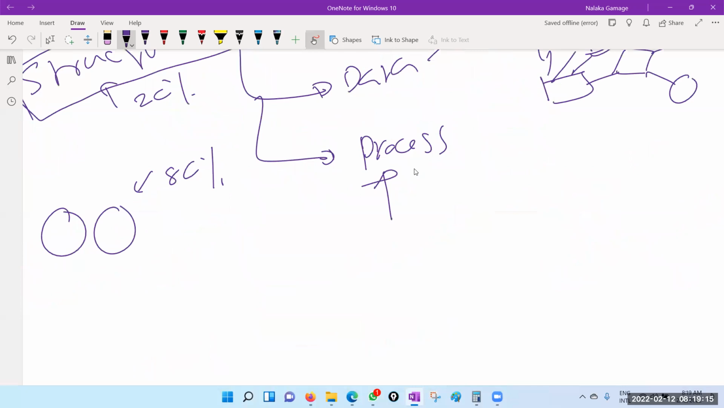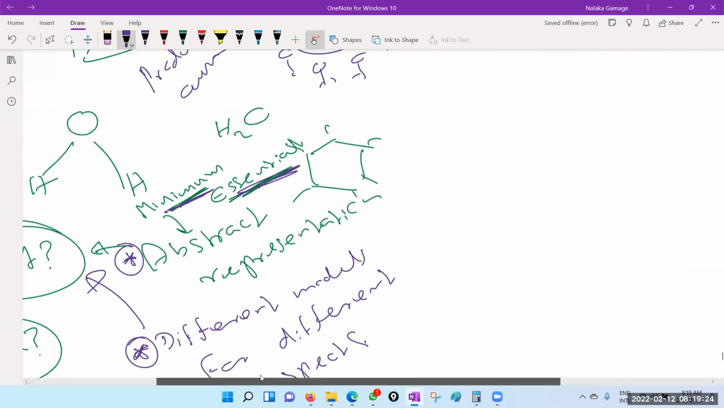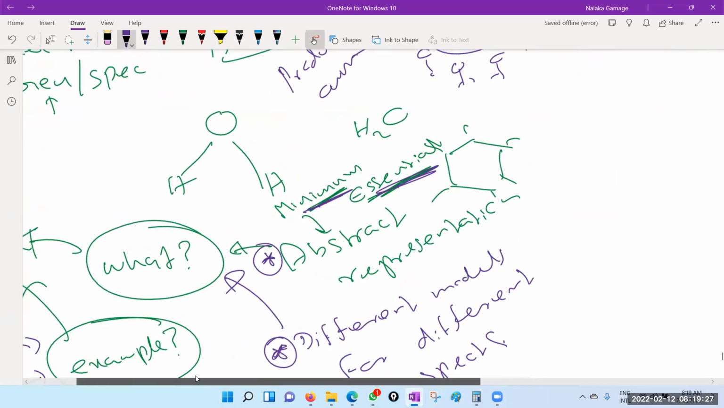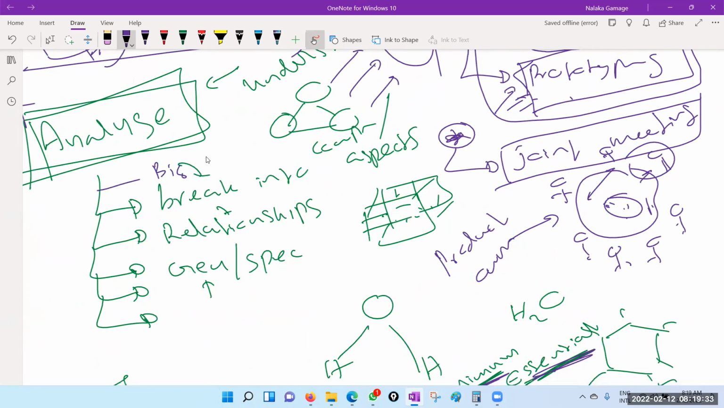So when it comes to the process side, first, remember I told you when we are analyzing, I think I forgot to mention that part. When you're analyzing, it's very important. First, you look at the big picture. So that is the starting point. When you analyze something, you first look at the big picture. Then you break it into component aspects. Now you look at the relationships and things like generalization and specialization.